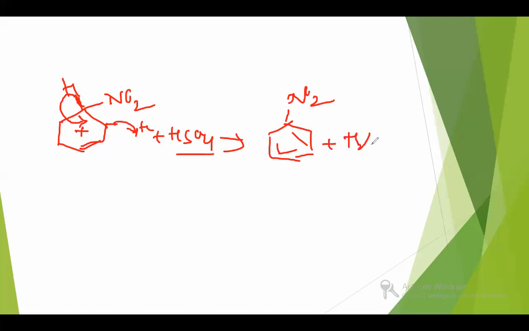So this is NO2, plus H2SO4. This is nitrobenzene. This is nitration. The formation of nitrobenzene, C6H5NO2, is the mechanism of nitration. Similarly, we can write the mechanism for other processes also.